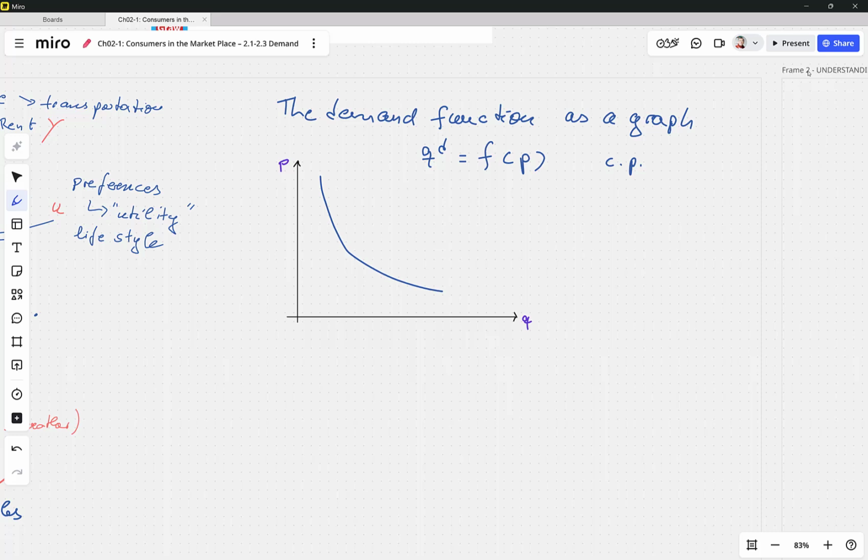Quantity demanded as a function of price. The fact that it's a negative slope of this function results from our behavior, that we tend to buy more of those goods that are cheaper and less if the price is higher. We call this the law of demand. And this law of demand is described also in our book, of course, and in our presentation.